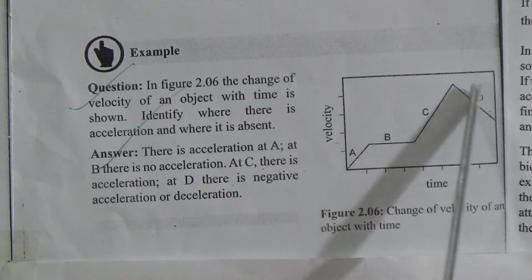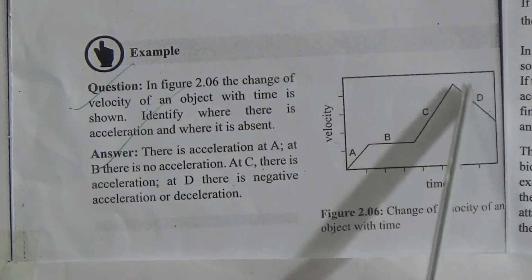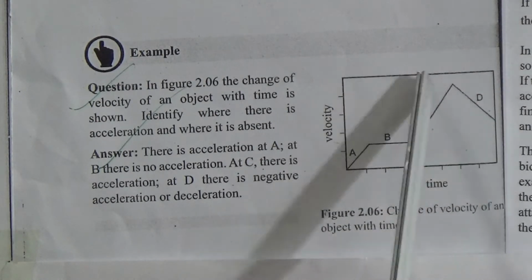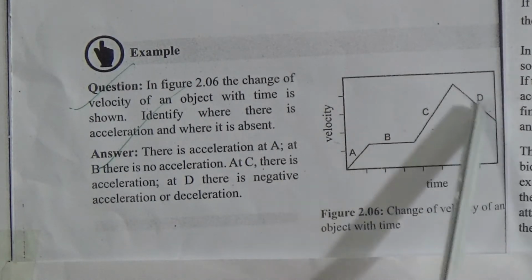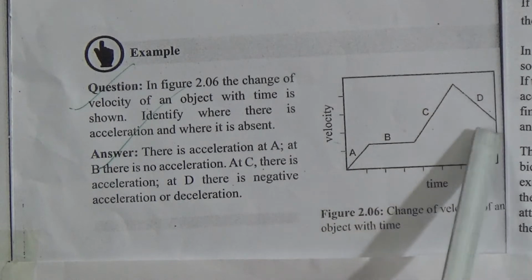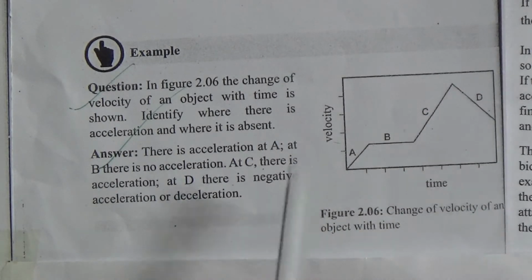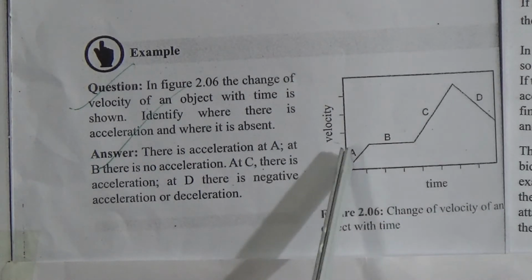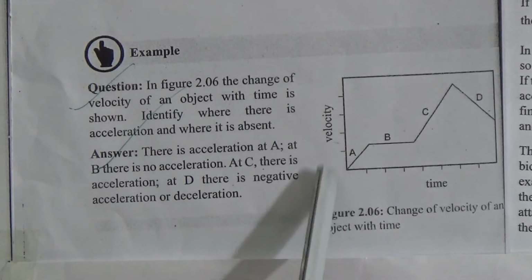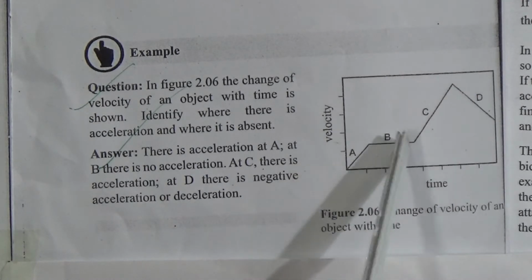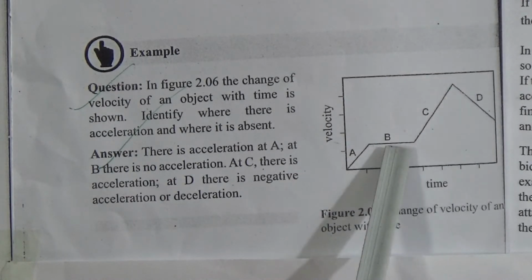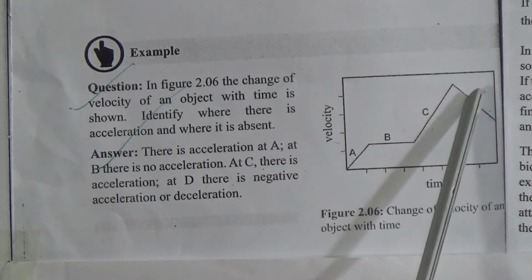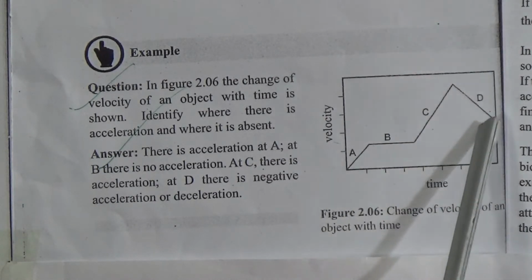Here is the decreasing of velocity. We can see the decreasing part of velocity, that's why there is negative acceleration. So my dear students, look at the picture. Here at point A there is acceleration, at point B there is no acceleration, at point C there is also acceleration, and at point D there is negative acceleration.